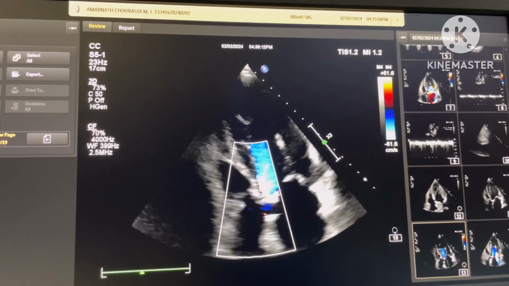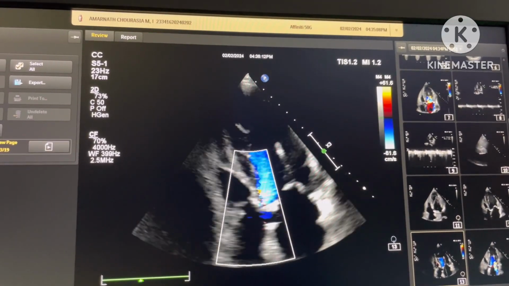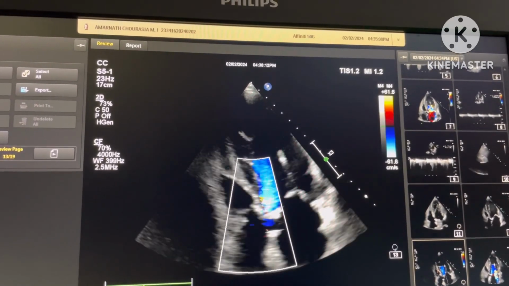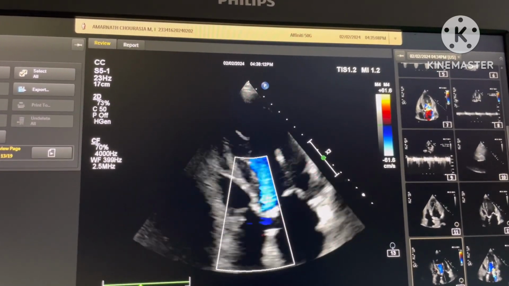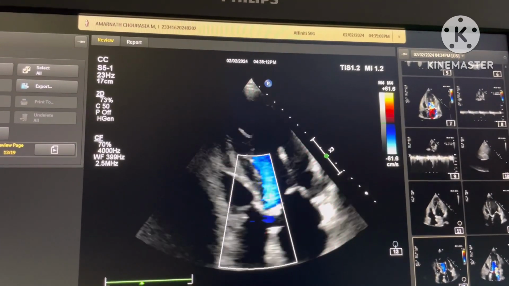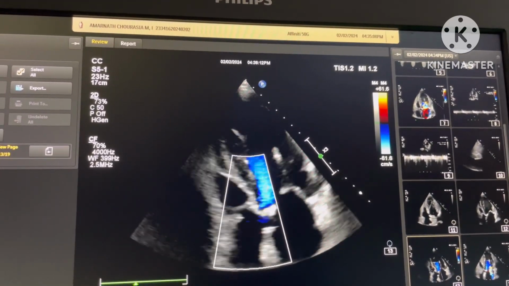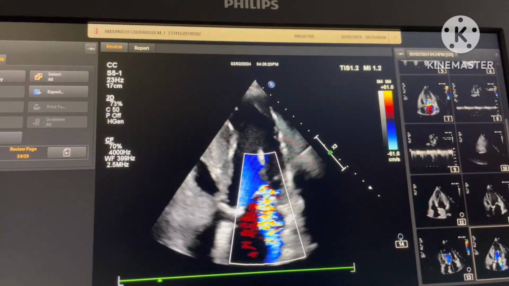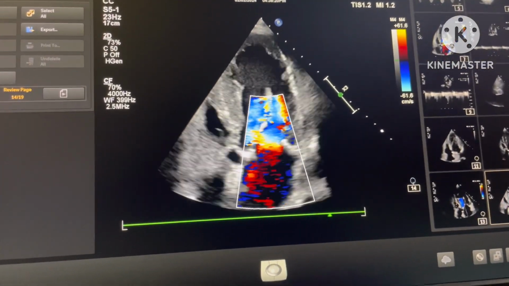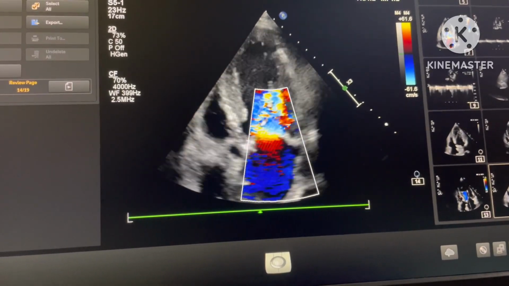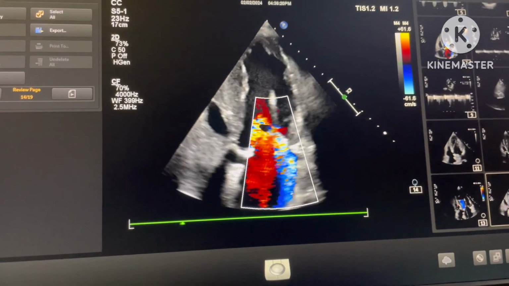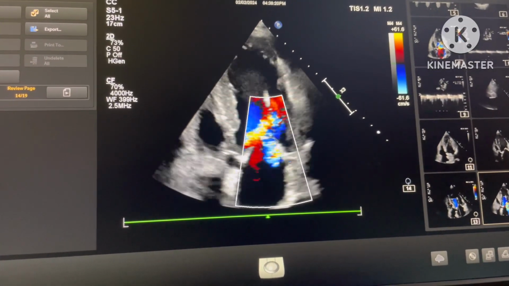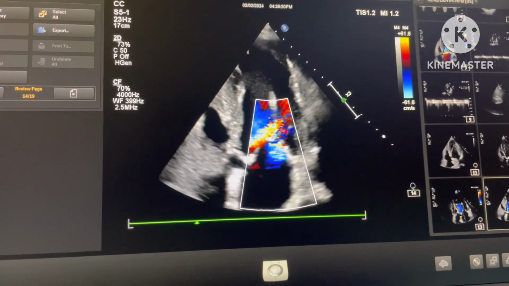The continuity equation tells us that the volume that goes through the LVOT has to go through the aortic valve also. So the volume remains the same. Volume is area into length. As you know, we can measure the LVOT area and LVOT velocity, so we know how much volume is going through the aortic valve. But we cannot measure the aortic valve area directly.